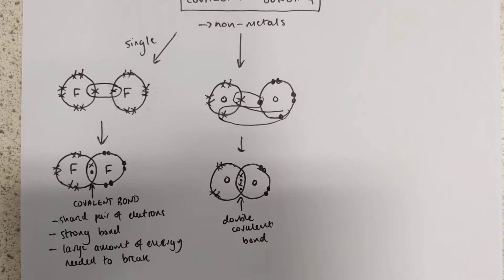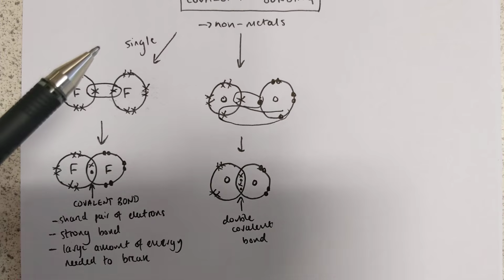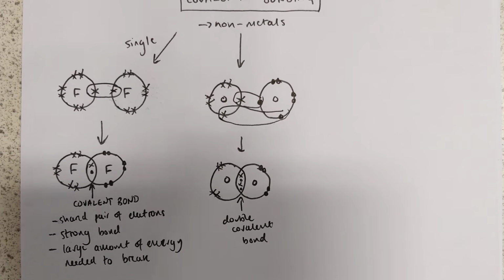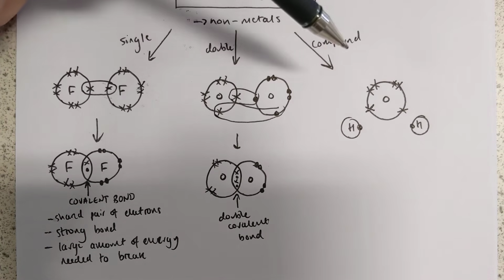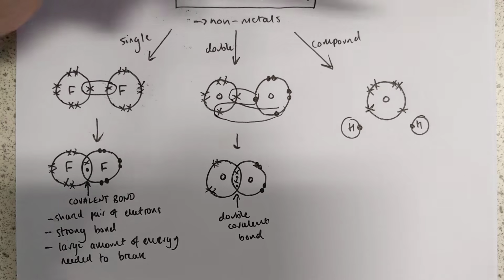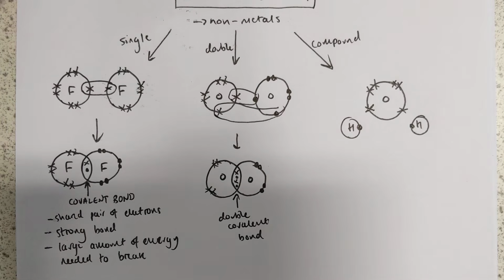Now the 2 examples we've looked at so far have been for individual elements bonding to themselves, so fluorine bonding to itself, oxygen bonding to itself. You can get examples where you've got different non-metals joined to each other, for example in water. So the formula of water, as you should know, is H2O, which means you've got 2 hydrogen atoms and 1 oxygen atom. If we draw out our outer shell electrons for those atoms, oxygen's got 6, hydrogen's got 1 each.